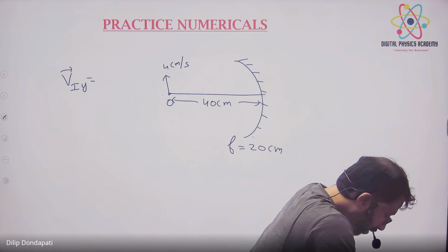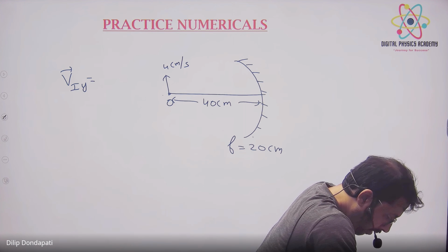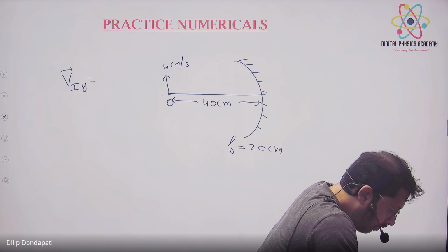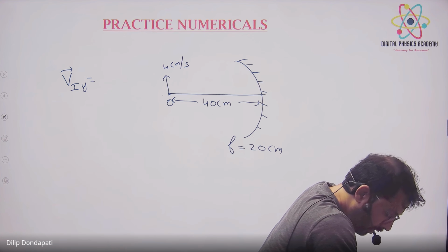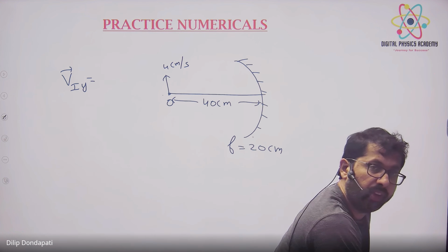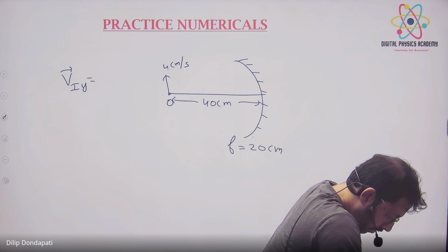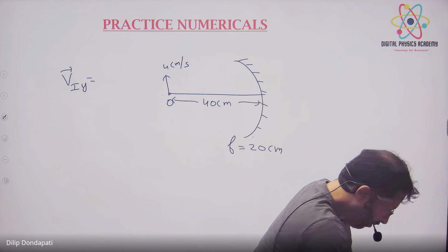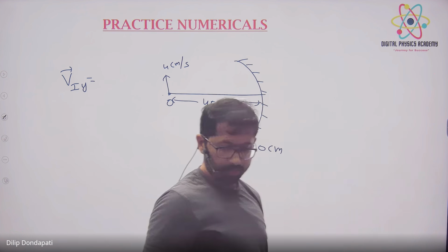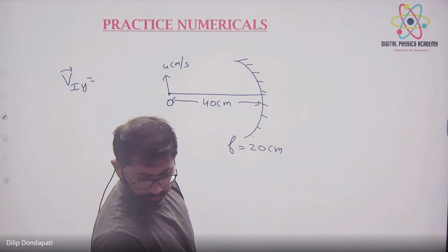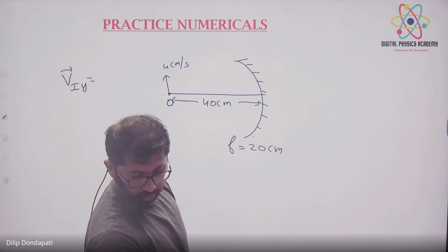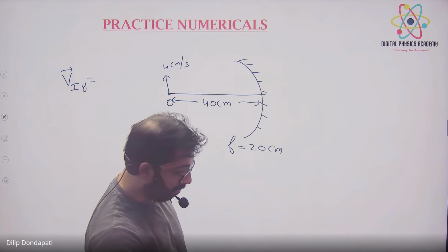How much is V? V is uf by u minus f. Because the velocity of the object in the y direction is given as 4 centimeters per second. So what did we have to find? V we had to find. So V is minus 40. Okay, so substitute in the formula.